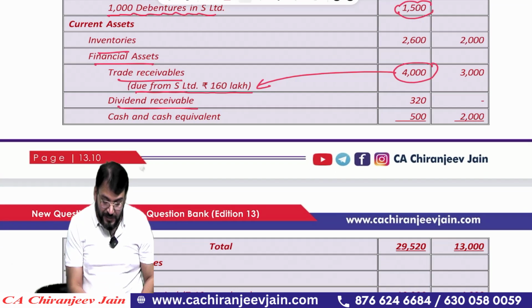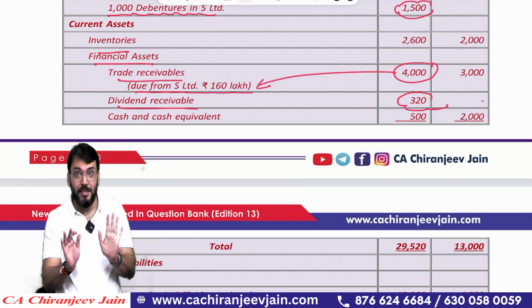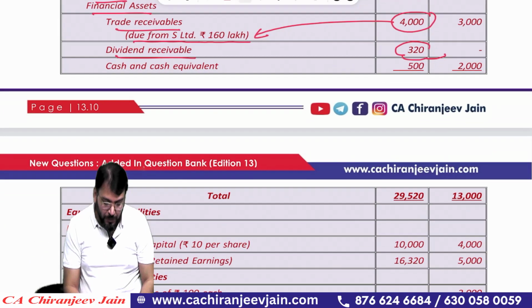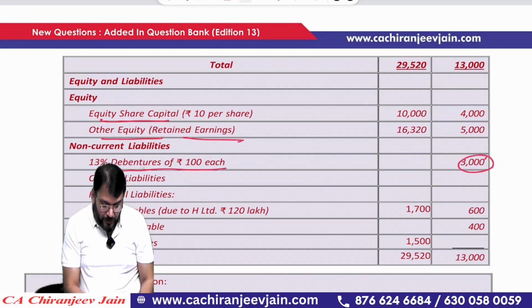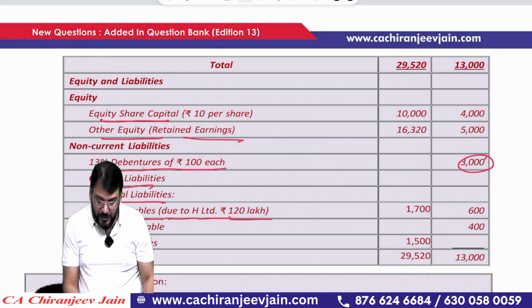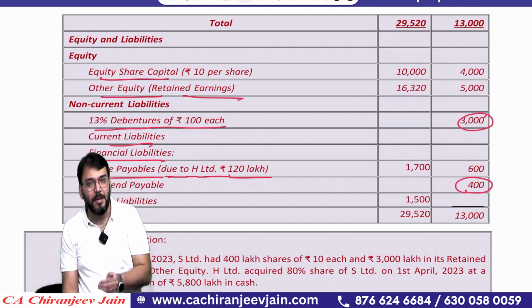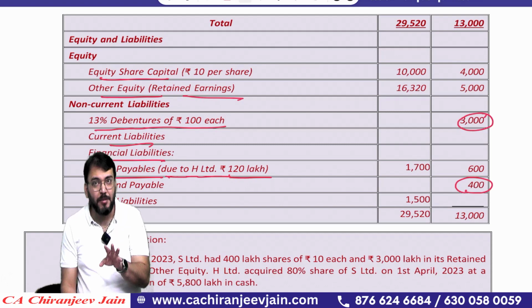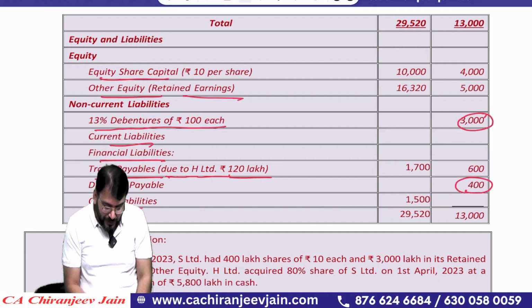Dividend receivable is coming. There might be some dividend income receivable from S Limited. So this is the total dividend receivable. Cash and cash equivalent. Then they have given equity share capital, other equity, retained earning. 13% debenture of rupees 100 is 3000. Current liability, financial liability, trade payable due to H Limited 120 lakh. Now dividend payable 400. One thing is clear, there is some dividend payable and dividend receivable. So this will become an intercompany balance to the extent of parent company share if it is declared by the subsidiary company. Of course, declared by the subsidiary company, so it will be receivable by the parent company. Correct? Other liability they have given.